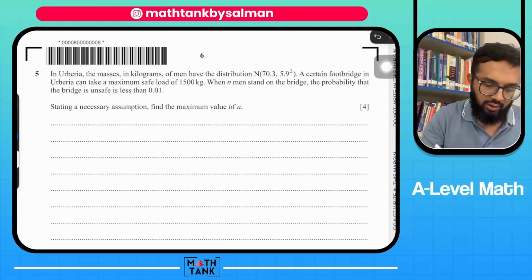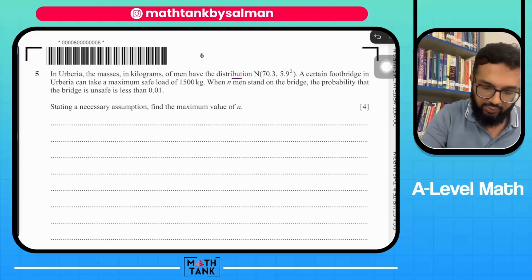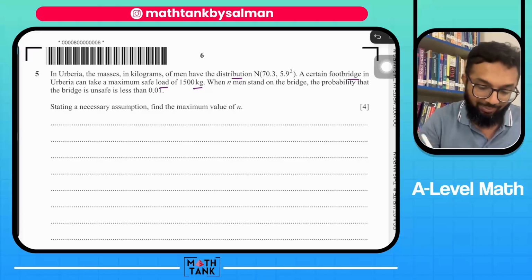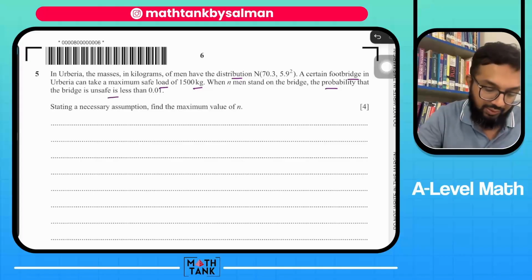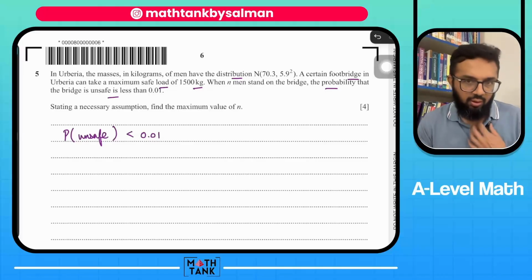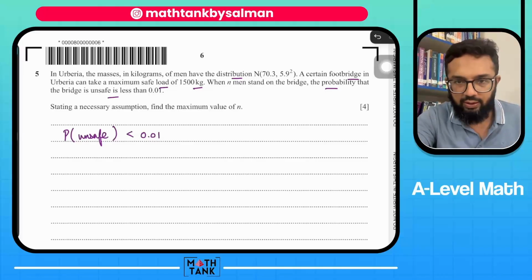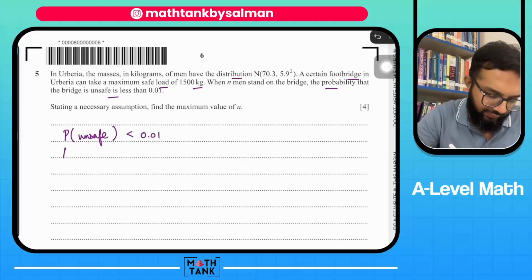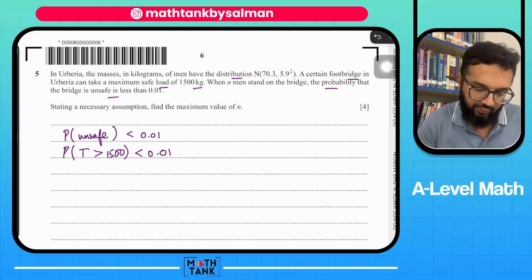Okay, in Herbaria, the masses in kilograms of men have this distribution. A certain footbridge in Herbaria can take a maximum safe load of 1500 kgs. When n men stand on the bridge, the probability that the bridge is unsafe is less than 0.01. Okay, so probability of unsafe is less than 0.01. When is it unsafe? When the total mass is greater than 1500, right? That is when it's unsafe.